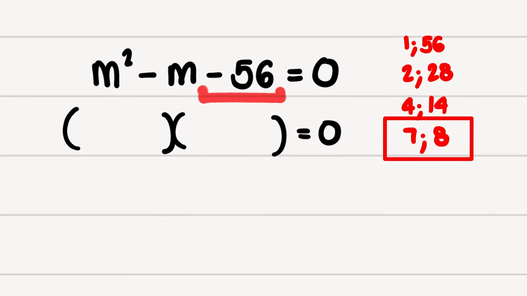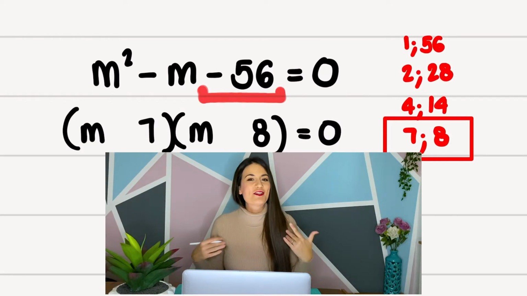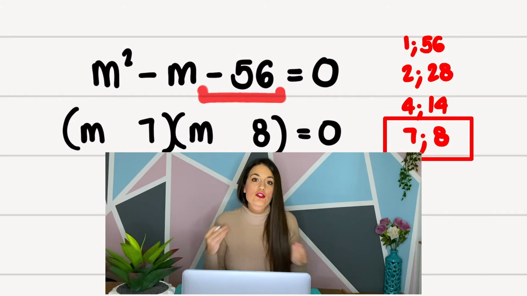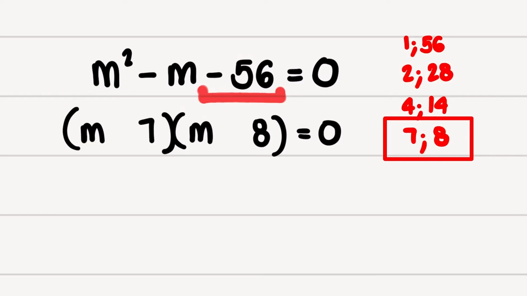So m squared factored becomes m and m. And then I have the factors 7 and 8. Now, because the third term was negative and the signs are going to be different, we just need to know which of the two numbers gets the negative and which gets the positive. It's really simple. I look at my middle term. My middle term is negative. So now I'm going to pick the bigger of the two numbers to give it that sign. The two numbers are 7 and 8, which means that the bigger number is the 8. So the 8 gets the negative, the 7 gets the positive.